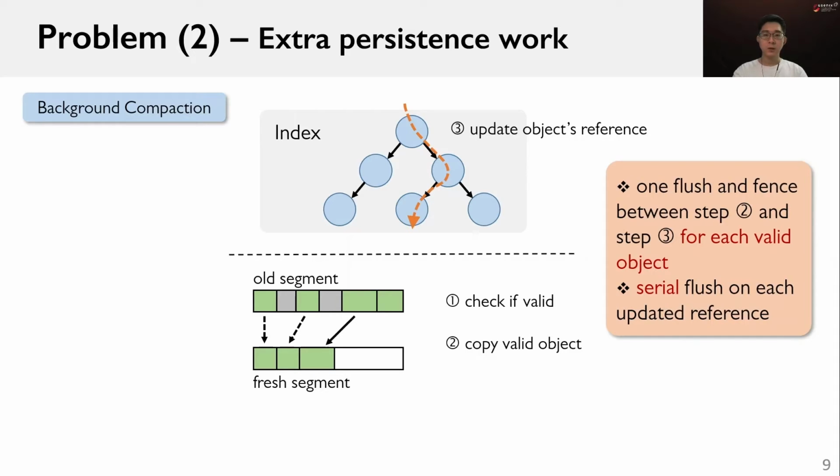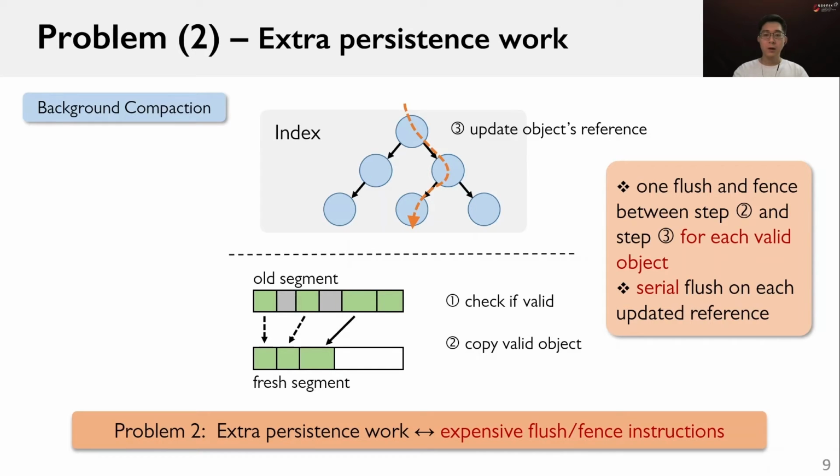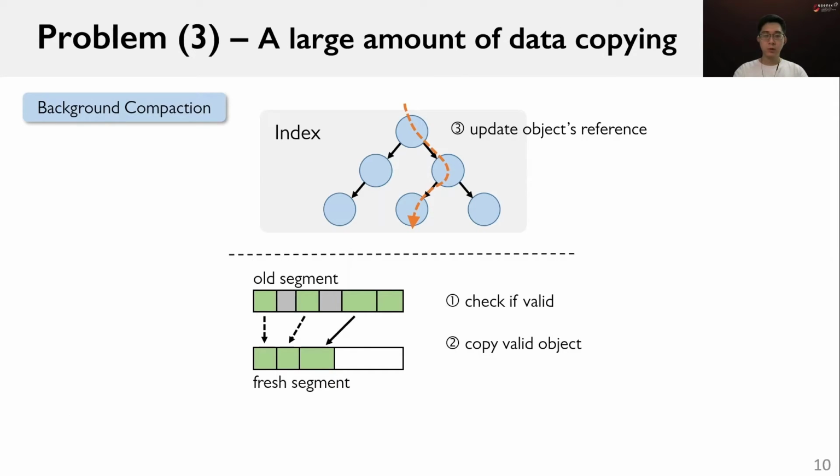The second problem is extra persistence work. To guarantee the copied object is persisted in PM, one flush instruction and one fence instruction are needed between step 2 and step 3 for each valid object. Besides, if the index is also on PM, one serial flush is also executed on the reference before handling the next object. However, since the flush and fence instructions are expensive, this extra persistence work slows down the compaction in PM-based systems.